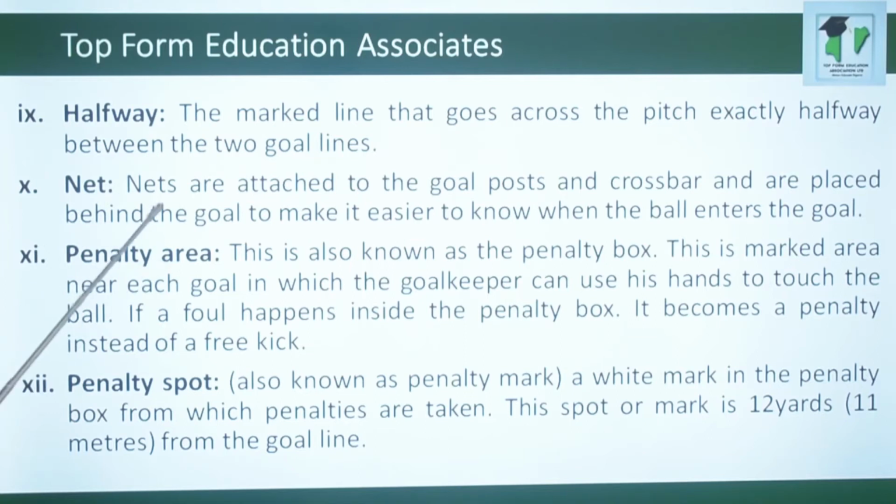10, net. Nets are attached to the goal post and crossbar and are placed behind the goal to make it easier to know when the ball enters the goal. That is the net. Then 11, penalty area. This is also known as the penalty box. This is a marked area near each goal in which the goalkeeper can use his hands to touch the ball. If a foul happens inside the penalty box, it becomes a penalty instead of a free kick.